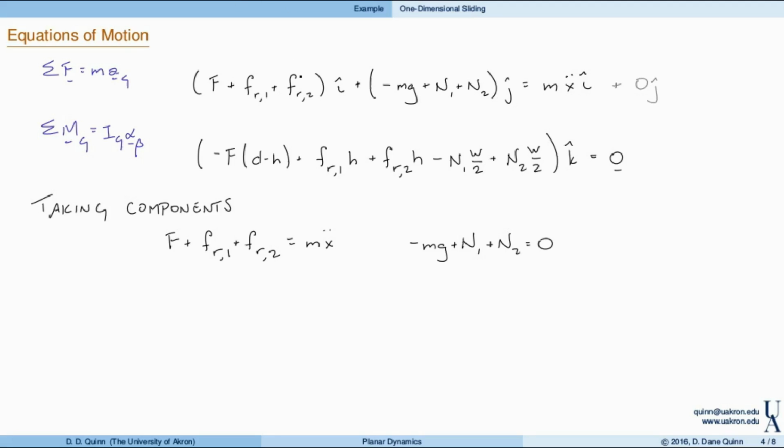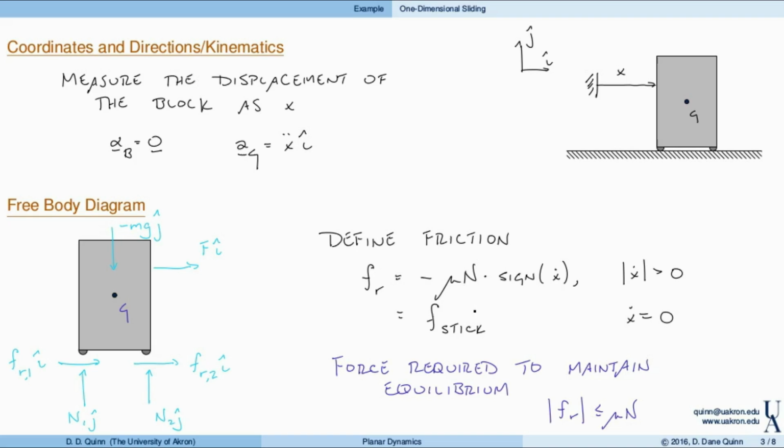Finally, we have the angular momentum balance equation in the k direction. Right, so that's going to look like minus F (d minus h) plus Fr, the friction force on the left support. And these are the moments produced by the friction forces. Then we have the moments produced by the two normal loads, minus N1 w over 2 and N2 w over 2 equals 0. So we have these three equations, and then in addition we have our friction law from our previous discussion from the free body diagram. So each one of these friction forces is related to either the normal load or the motion in this way.